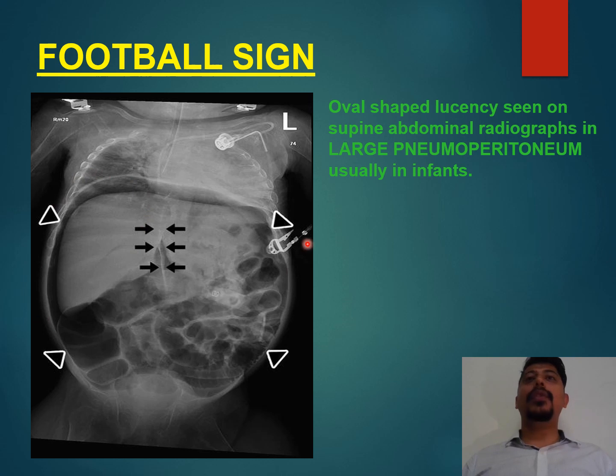Football sign. So oval-shaped lucency seen on the supine abdominal radiograph in large pneumoperitoneum, usually in infants. So this air which is covering the entire abdominal organs is a pneumoperitoneum and gives the appearance of football sign.